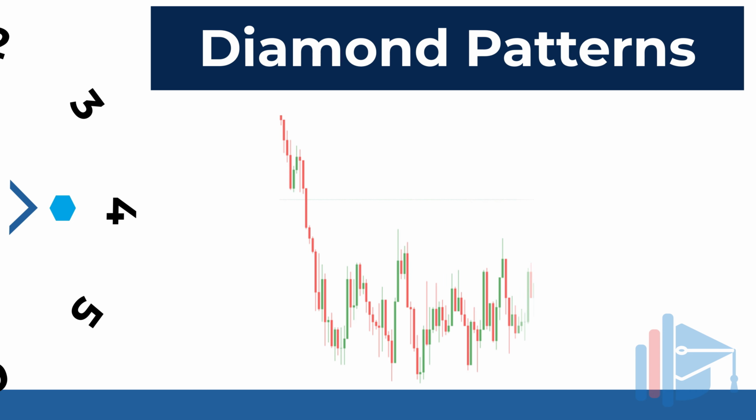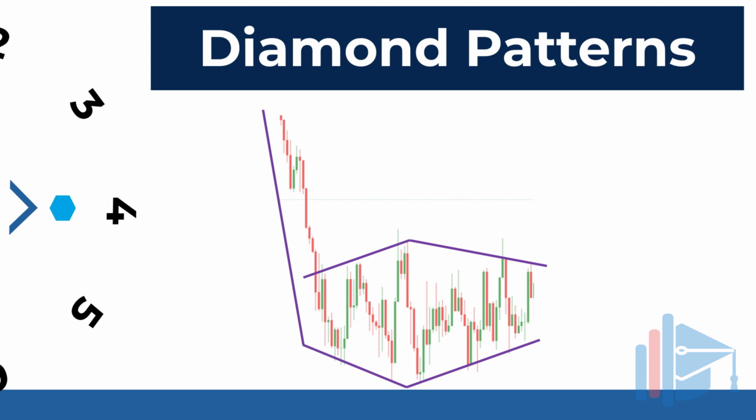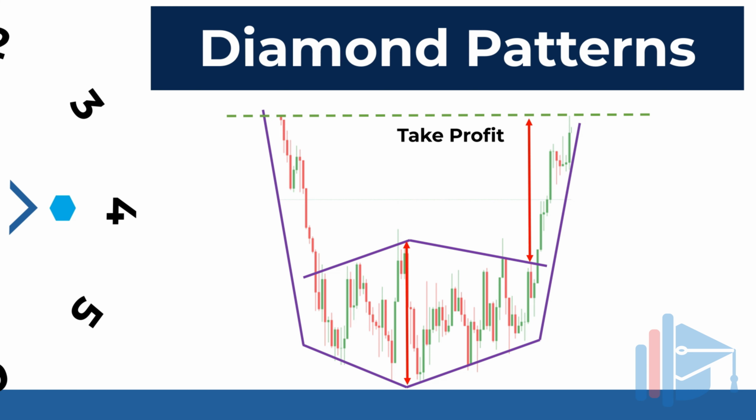When trading diamond patterns, the target for the breakout can be determined by measuring the height of the diamond and projecting this distance from the breakout point. A stop loss should be placed at the opposing support or resistance line, depending on the direction of the breakout, to manage risk effectively.